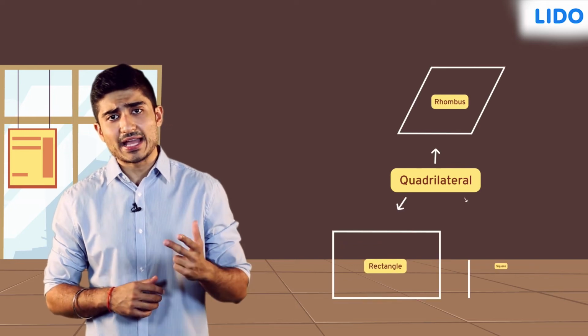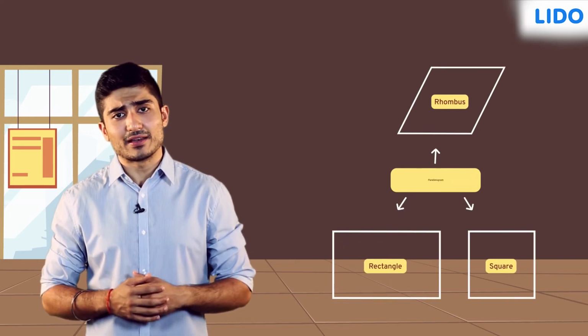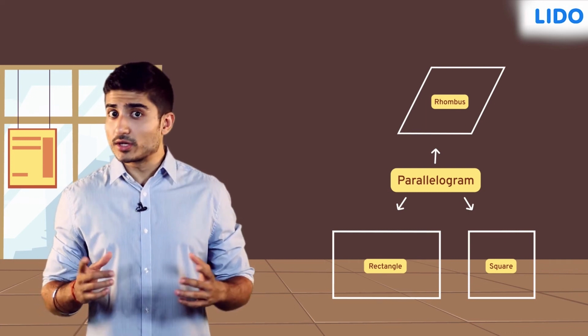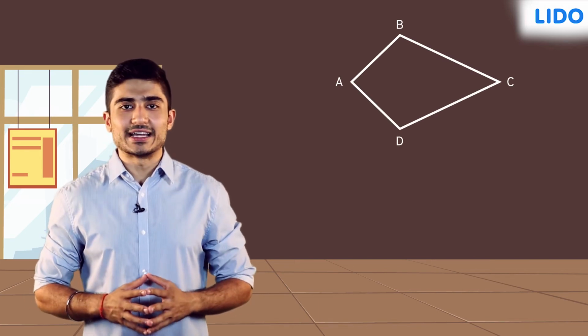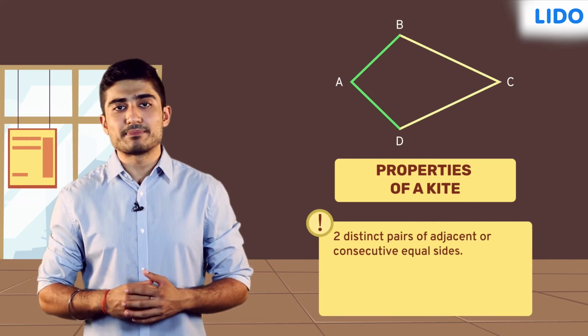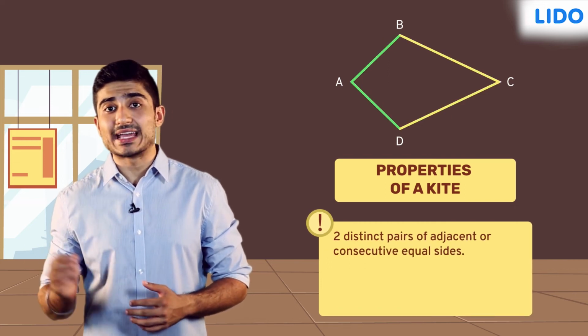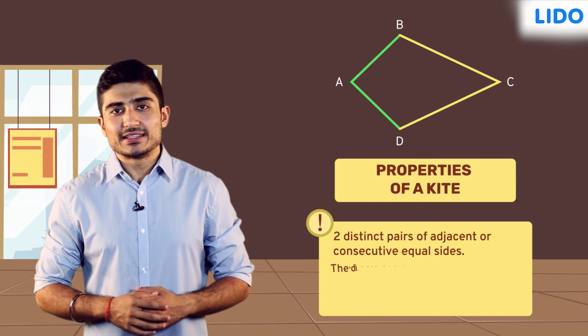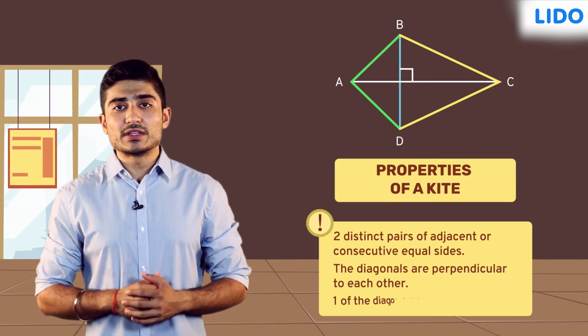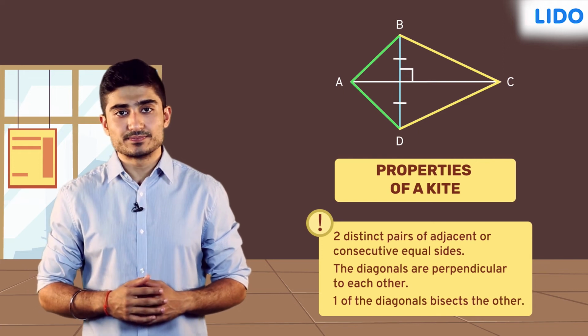Did you notice that each of the quadrilaterals, namely rhombus, rectangle and square, are different types of a parallelogram? There is one more quadrilateral which is not a parallelogram. This quadrilateral is called a kite. A kite is a quadrilateral with exactly 2 distinct pairs of adjacent or consecutive sides equal. The diagonals of a kite are perpendicular to each other. One of the diagonals bisects the other.